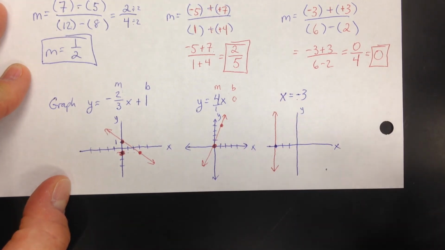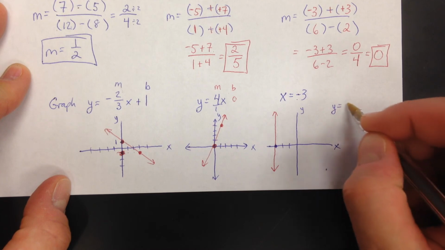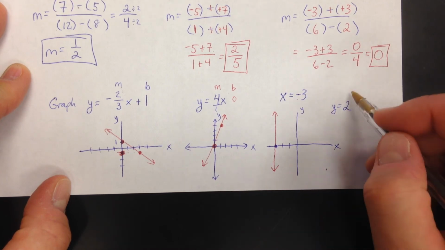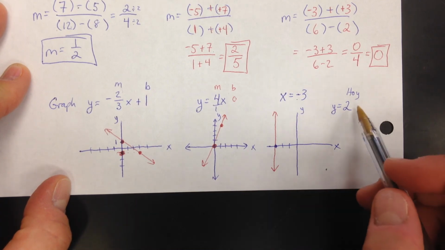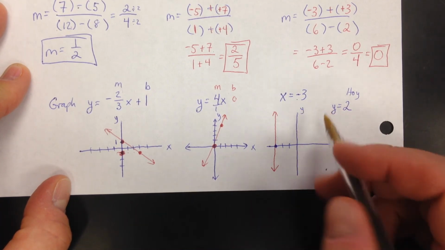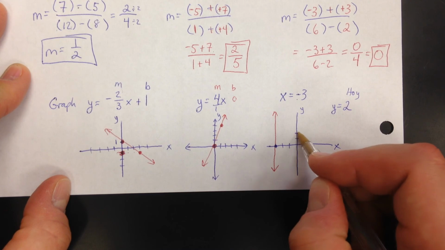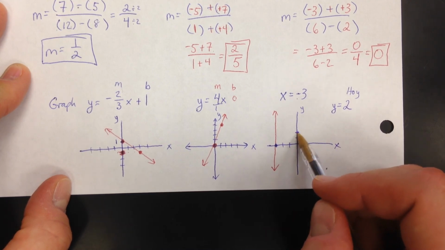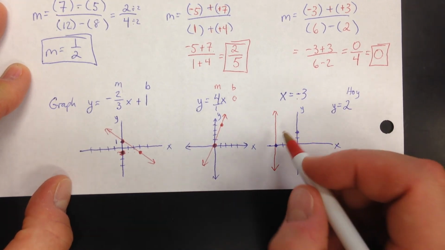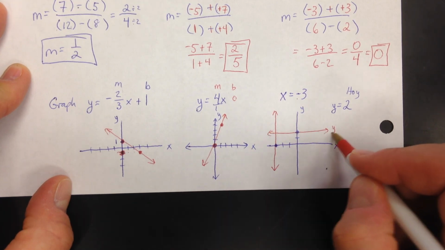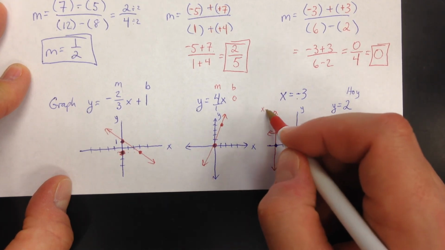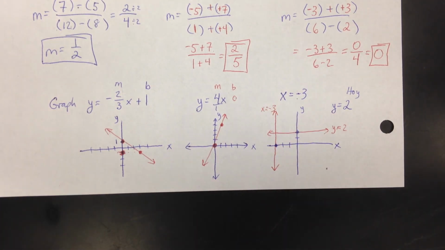If it had been, let's say it was y equals 2, that would be a hoi, which is horizontal. And horizontal is a y equals, so I'd go to y equals 2, which is here, and I would draw a horizontal line. So there's y equals 2, there's x equals negative 3, and that is the end of the notes.